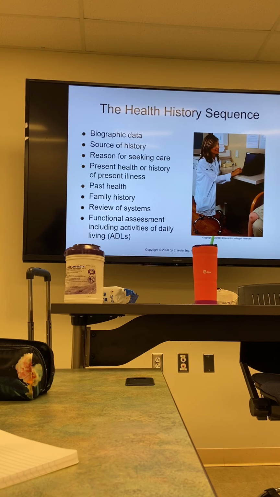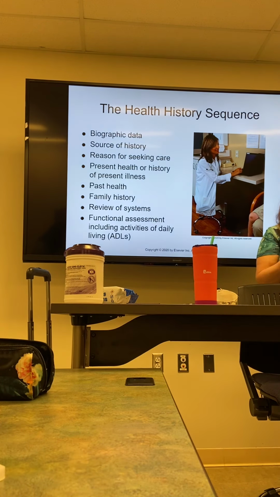The health history sequence: we start with biographic data on the patient. We note the source of the history. Is it the patient, or is it someone else that's with them that's providing history information to us? Then the reason for seeking care, the history of their present illness, what brought them in and when did it start, etc. And we get a lot of information about that. We ask about 7 questions all the time when people come in, okay? And we're going to talk about those 7 questions.